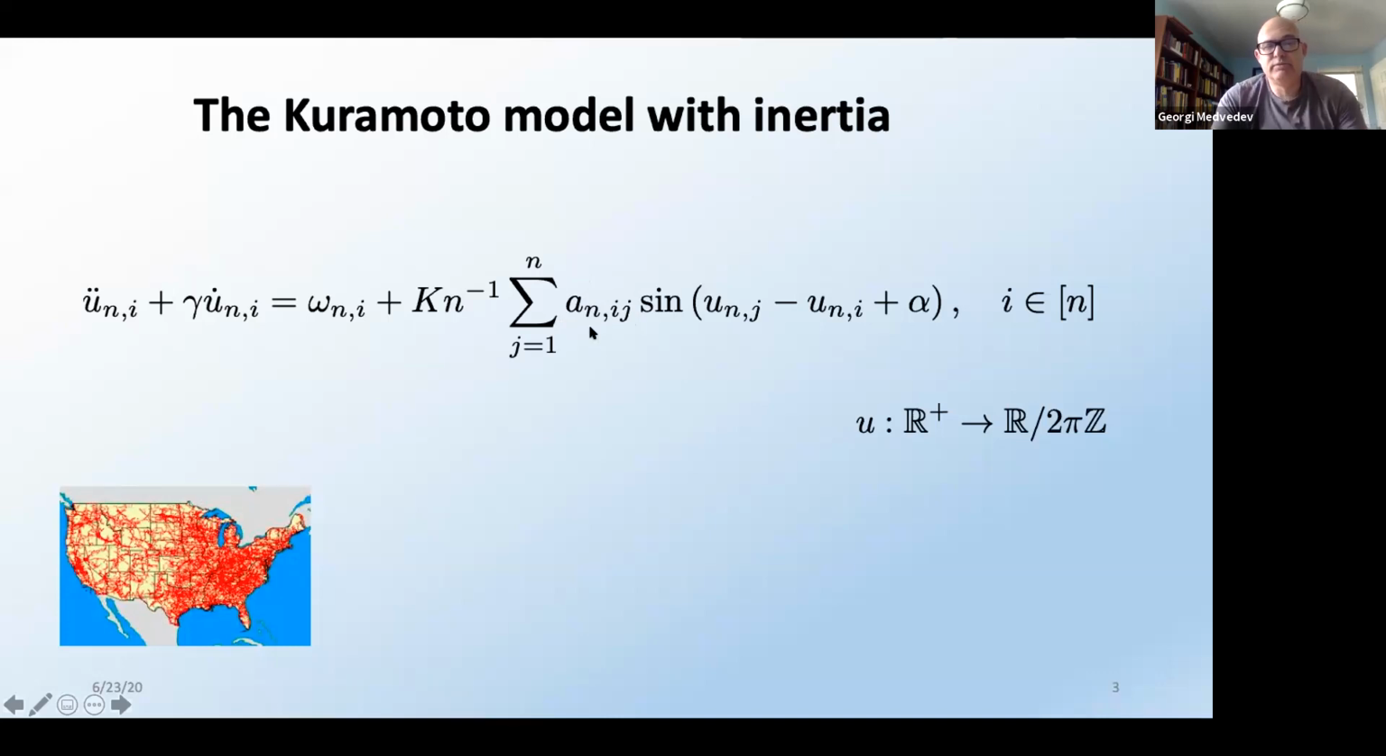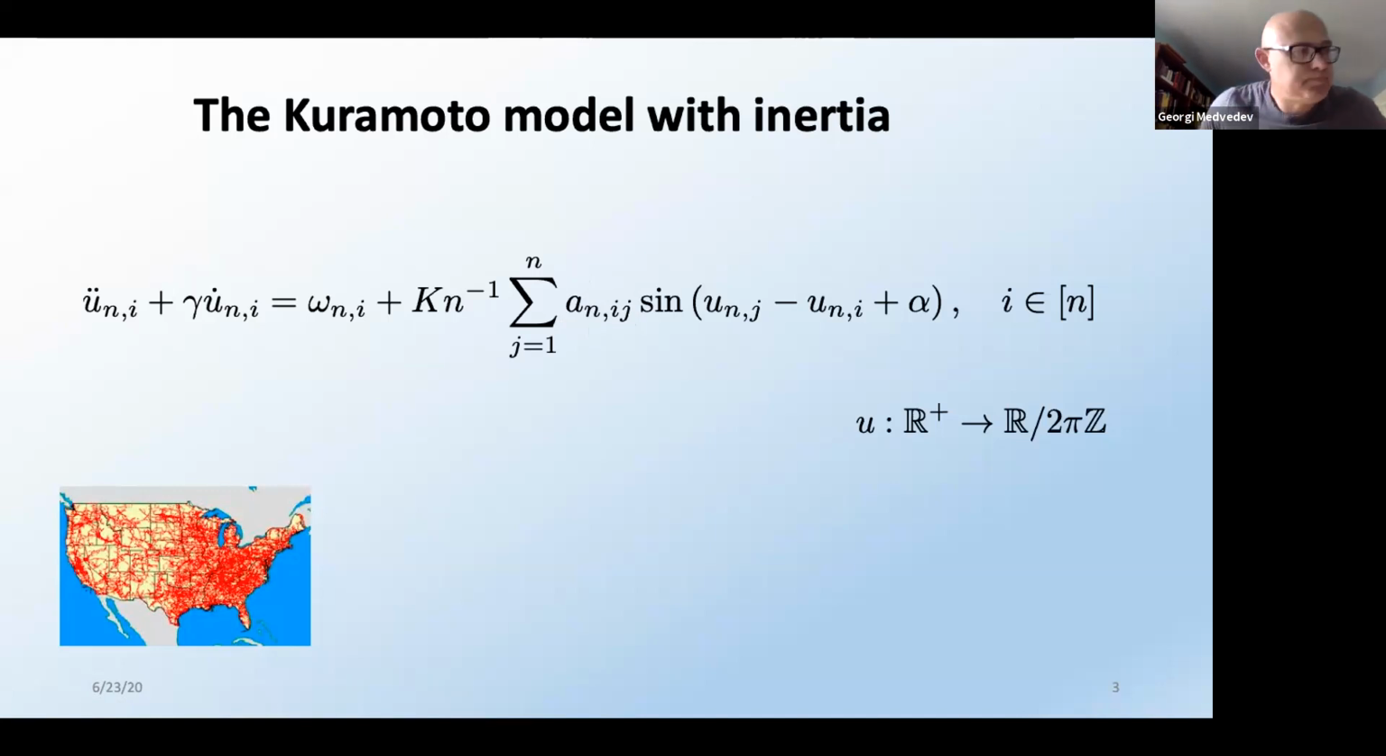This model can be viewed as a generalization of the famous Kuramoto model of coupled phase oscillators. On the other hand, it has applications on its own. Perhaps it's best known for its applications to power systems. Each oscillator can be interpreted as a generator. Systems of this kind were very successful in modeling power grids.